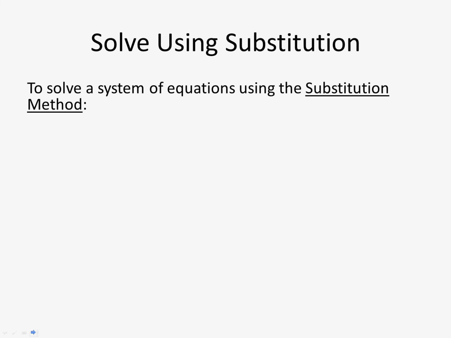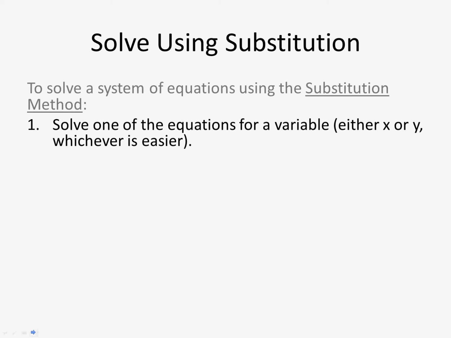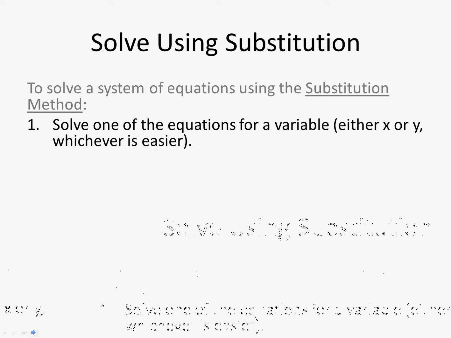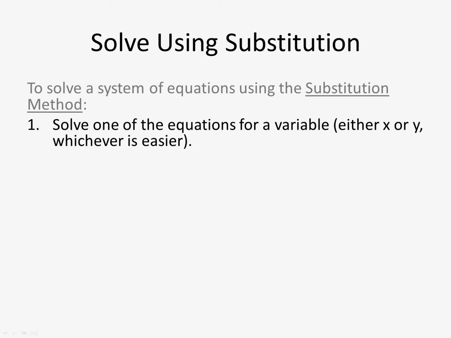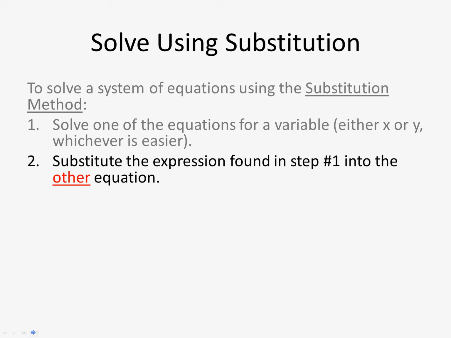Okay, now let's talk about a method to solve a system by substitution. Here's the procedure. The first step is going to be to solve one of the equations for a variable. So take one of the equations and solve for x or y. You can choose whichever is easier. Then we're going to substitute what we find in step 1 into the other equation for that variable. I'll show you what we mean in a moment.